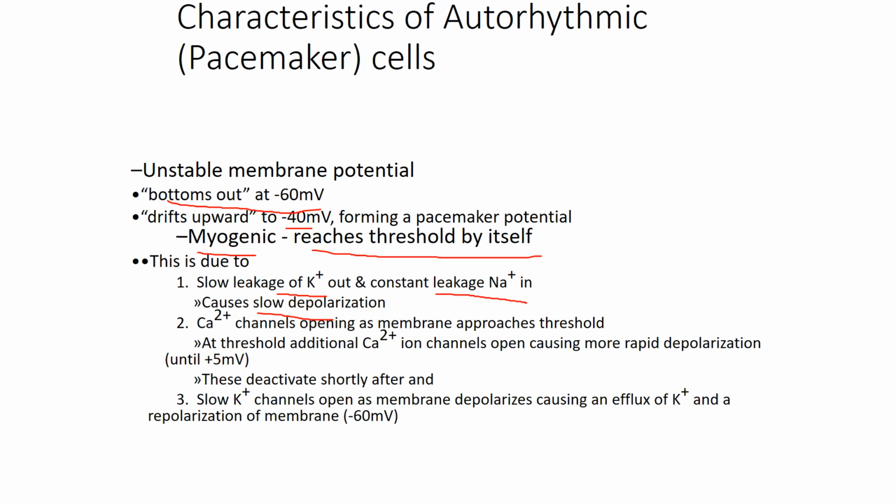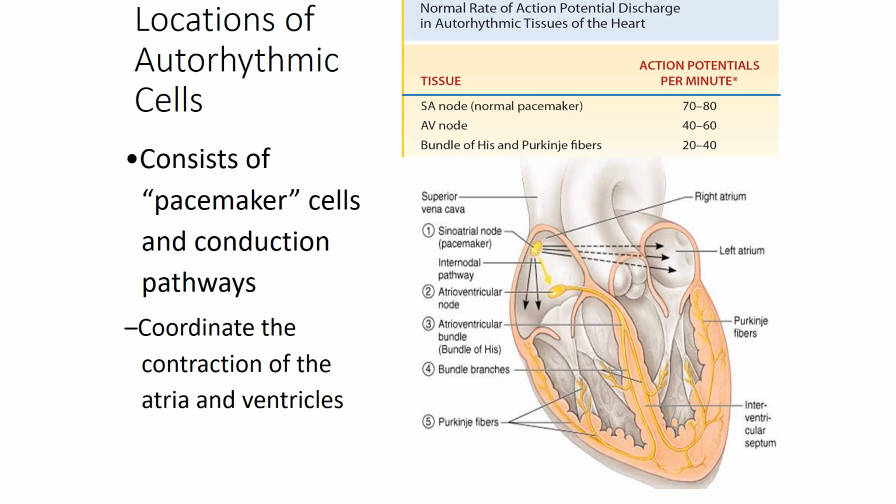So calcium channels are going to open, and then this is going to cause a rapid influx of calcium due to those L-type channels opening, okay? And then once we have hit our peak, then we have slow potassium channels that are going to open, and then this is going to have potassium coming out of the cell and repolarizing it back to negative 60 millivolts, sorry. That is the location of the autorhythmic cells. So these are going to help control our heartbeat and are due to cardiac electrical signals.